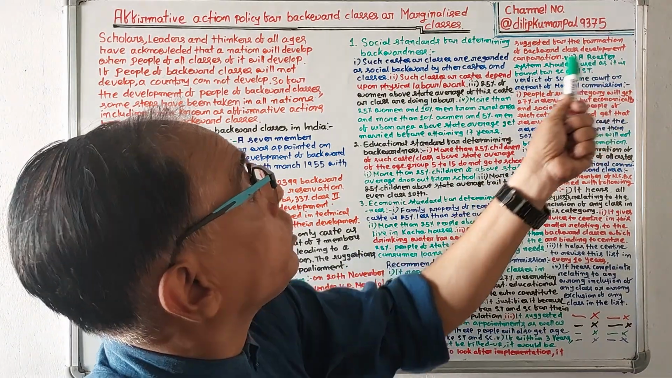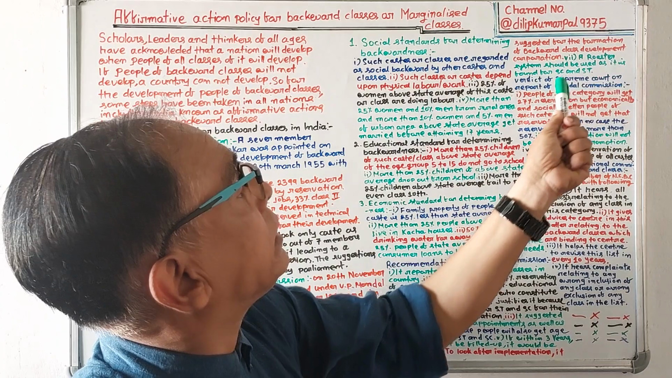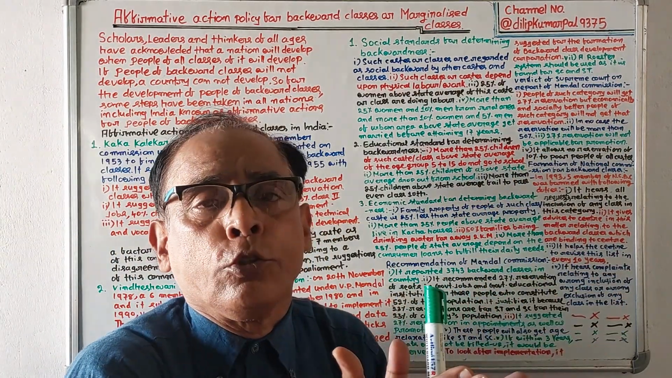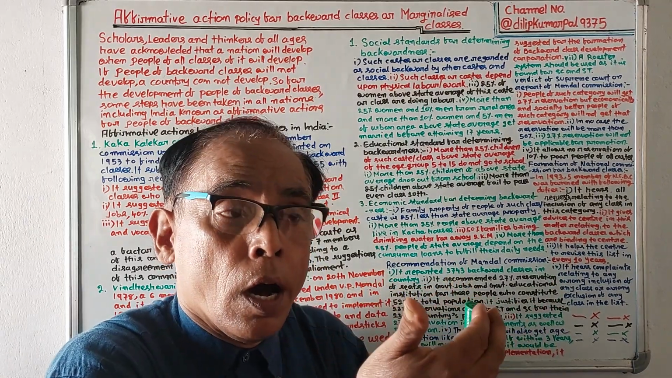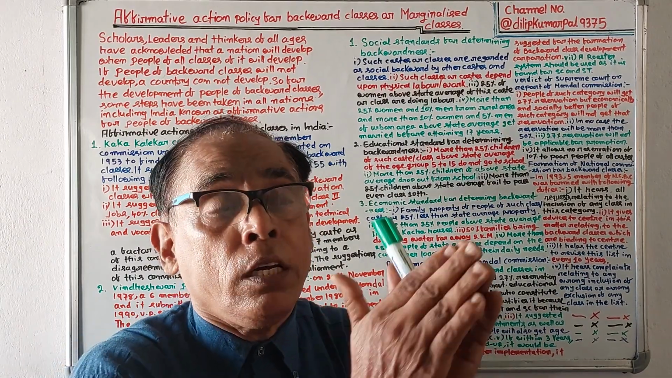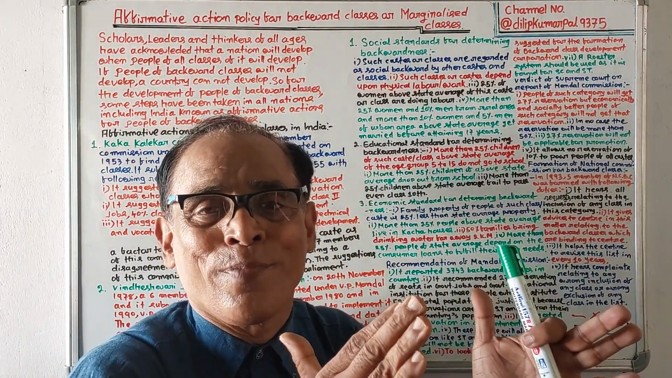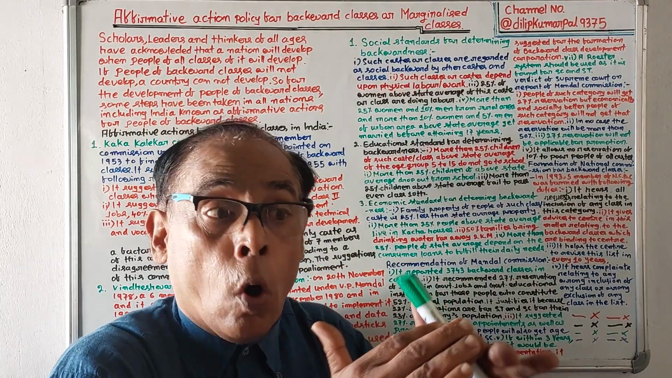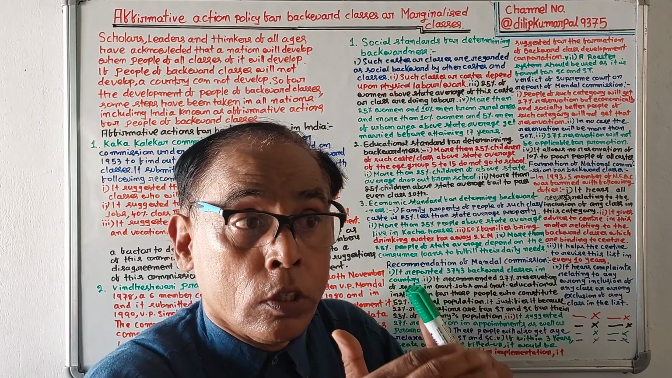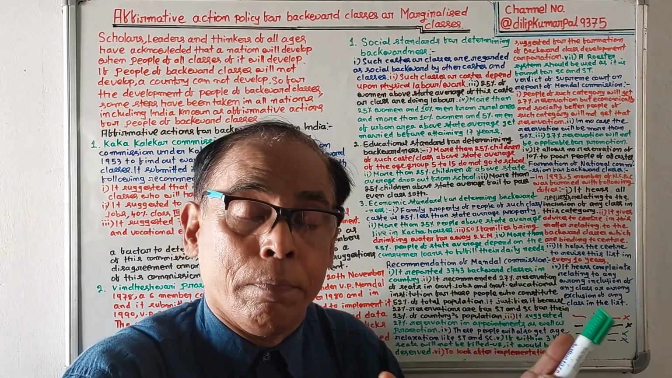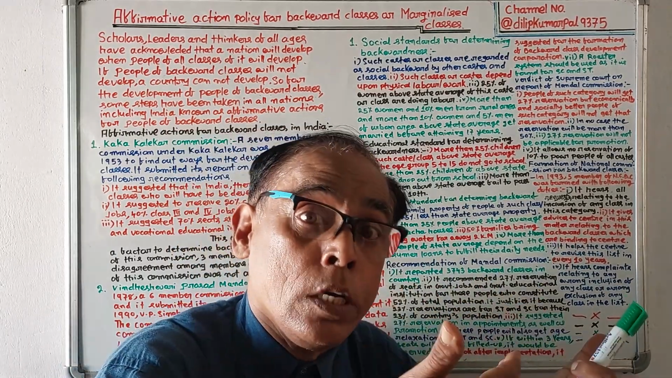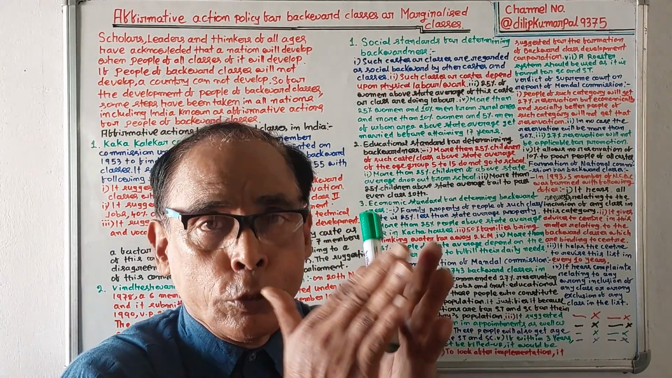Number 7, a roster system should be used for the people of backward classes at the time of reservation, as it is used for SC and ST. Roster system means that, on the basis of the 27% reservation for them, we check whether they are actually getting at least that much reservation or not.